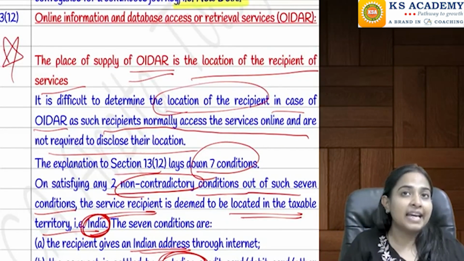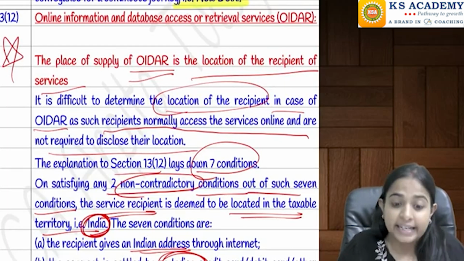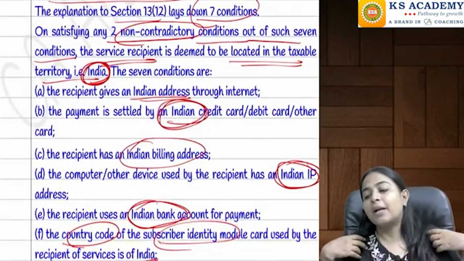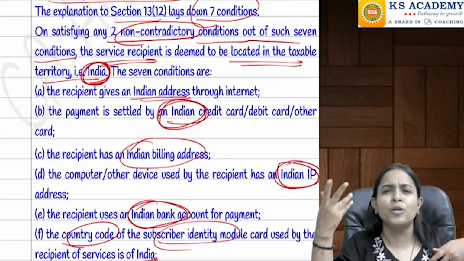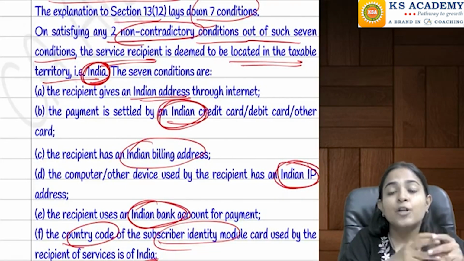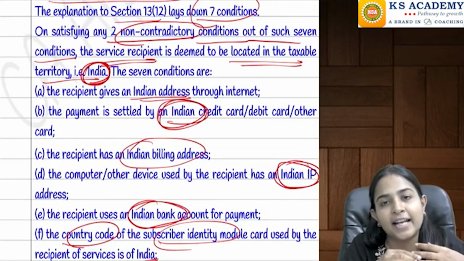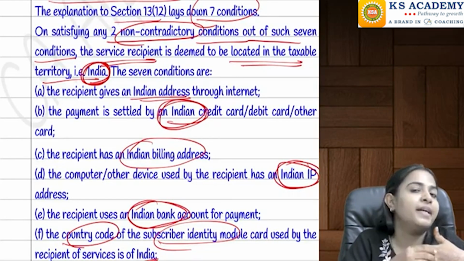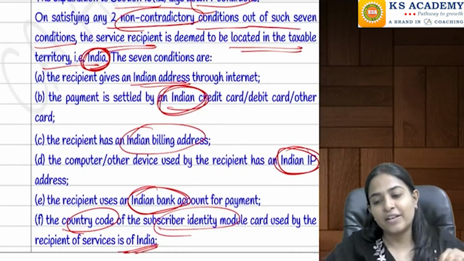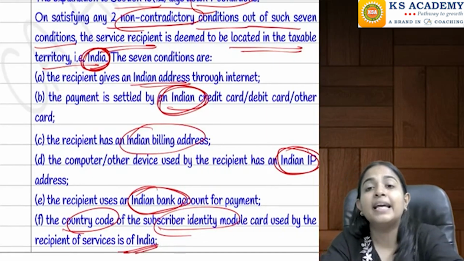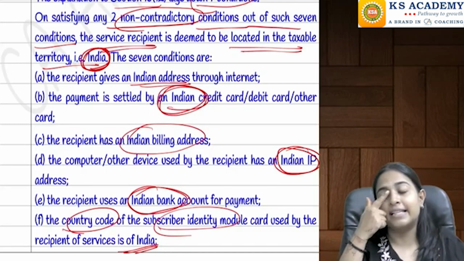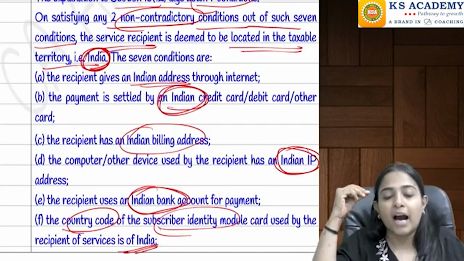Now, how will we say that the location of the recipient of service is in India? Let's say Arpita has received some OIDR services from the US. Everything is online. So how can you prove that the services are being utilized here in India, or that the recipient is here in India? For that, they have given you 7 conditions, and if at least 2 of those 7 conditions are fulfilled, then it can be said that the place of the recipient is India. Ma'am, what are those conditions?